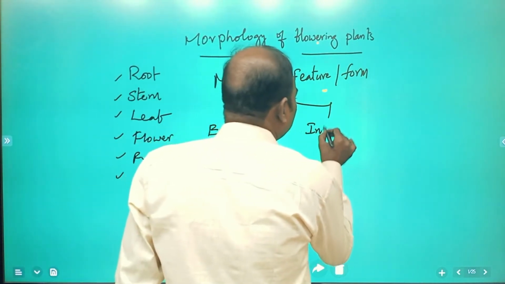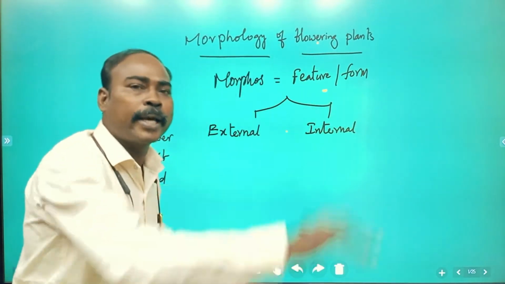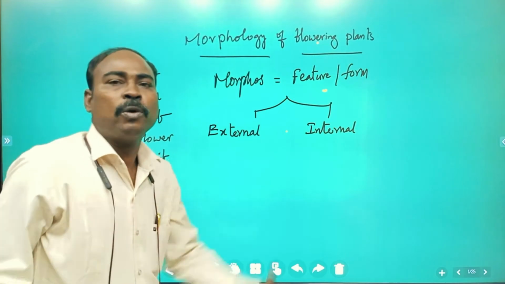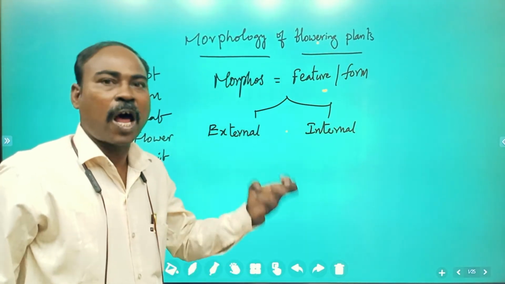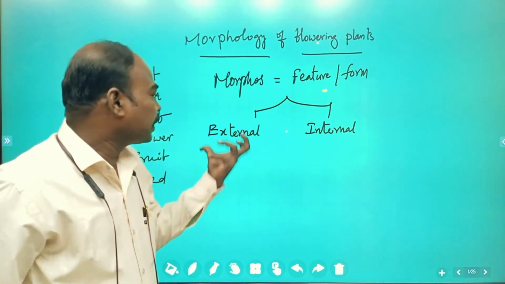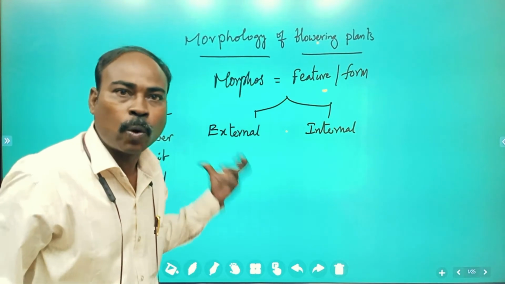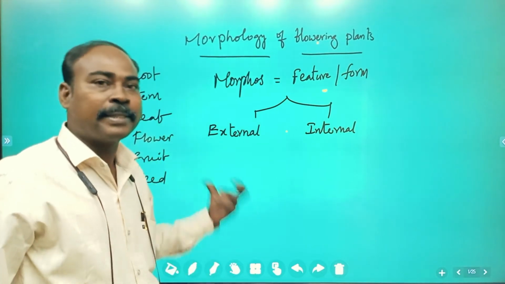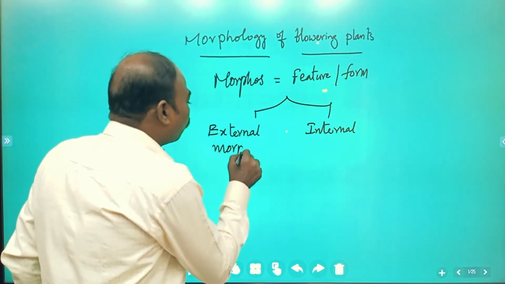and internal morphology. When you go and observe a plant, we see externally the leaf, stem, root, etc., flower, fruit. That external appearance of the plant parts we are going to discuss in detail in the branch called external morphology.